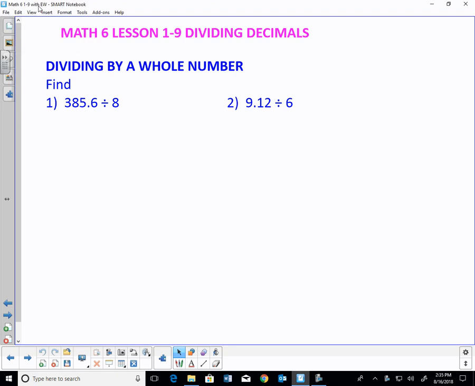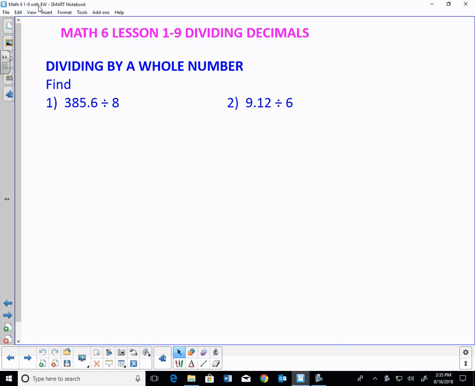This is Math 6, Lesson 1-9, Dividing Decimals. Dividing a decimal by a whole number. To divide a decimal by a whole number is not difficult. You just need to make sure you know which number is doing the dividing and which number is being divided.